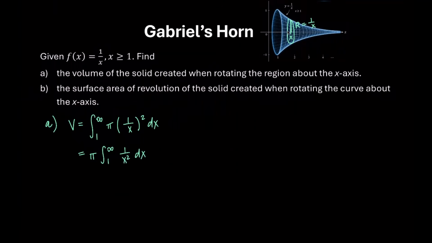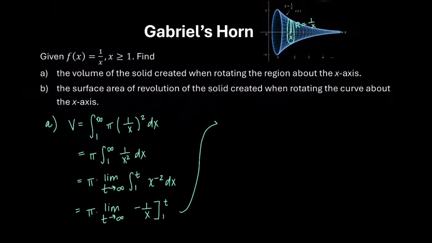So this is an improper integral. We'll write it as a limit. So we'll leave the pi in front. We'll put the limit as t approaches infinity, the integral from 1 to t, and I'll rewrite 1 over x squared as x to the negative 2 dx. So now I have pi, the limit as t approaches infinity. The antiderivative of x to the negative 2 is x to the negative 1 over negative 1, or negative 1 over x, evaluated from 1 to t.